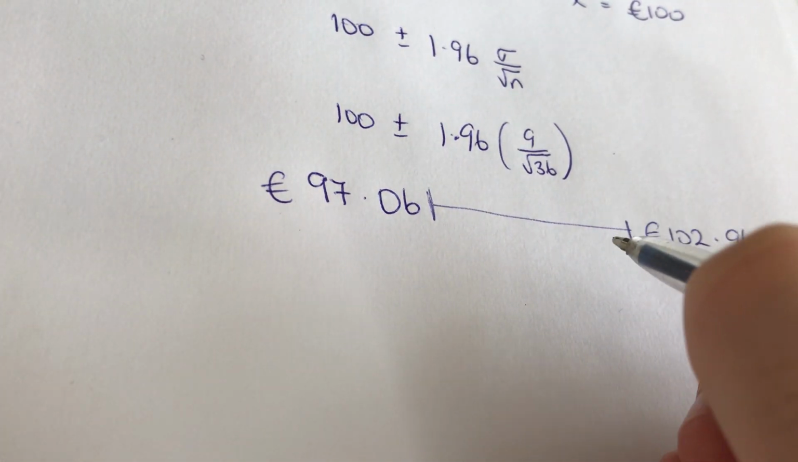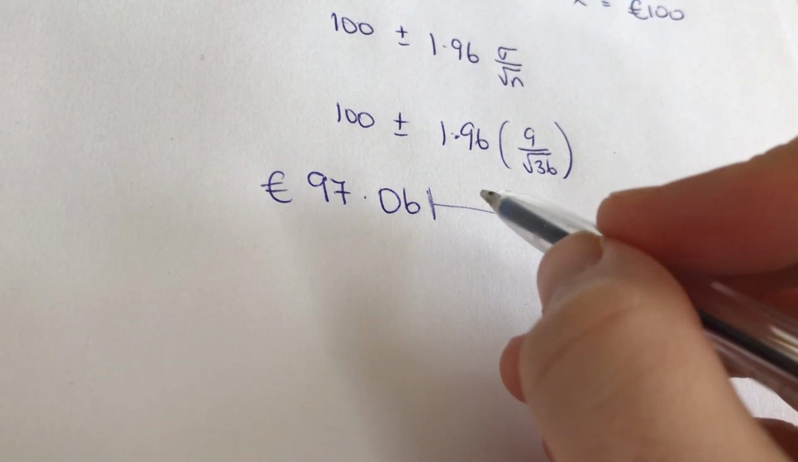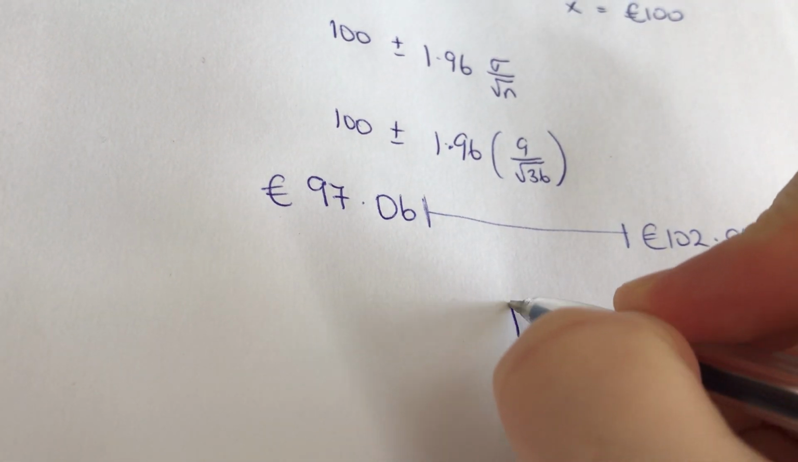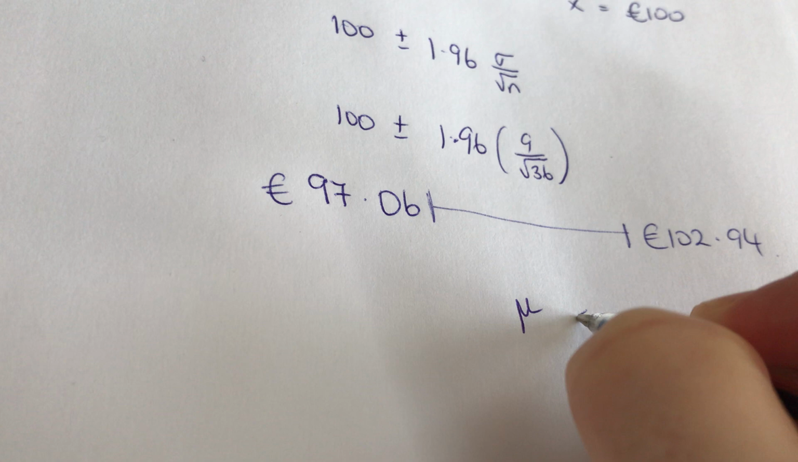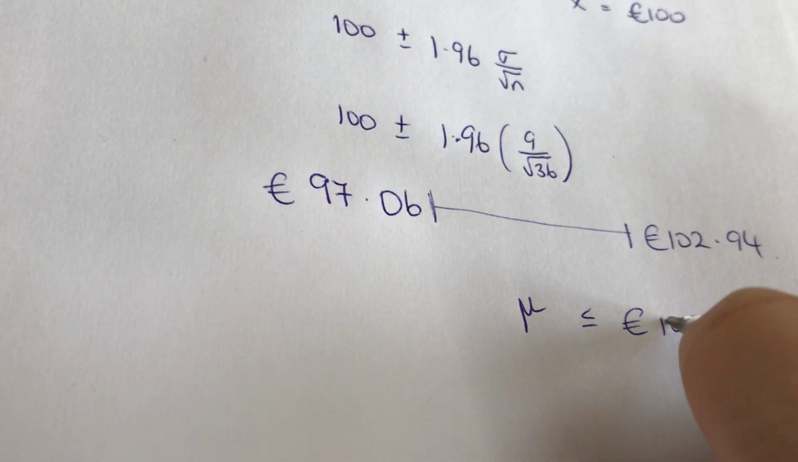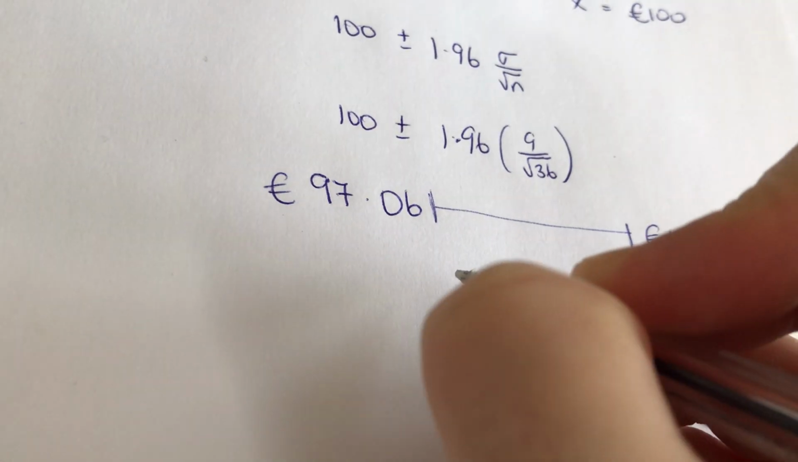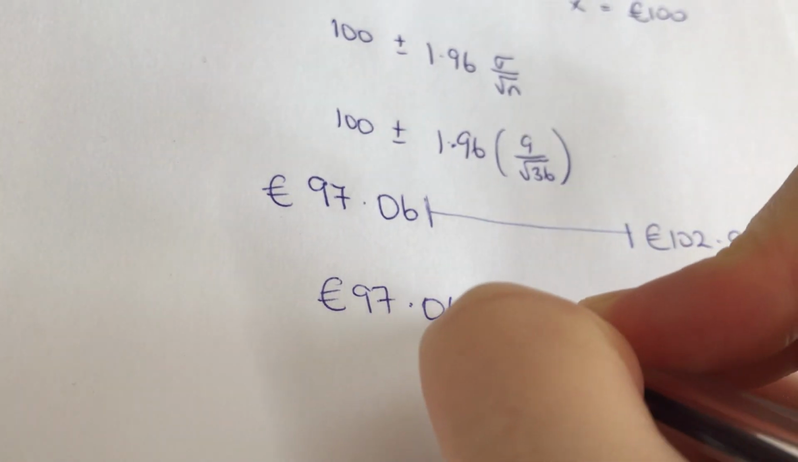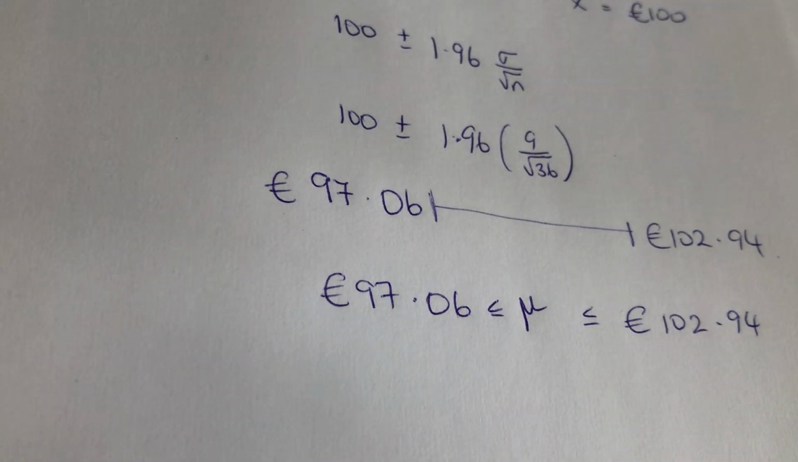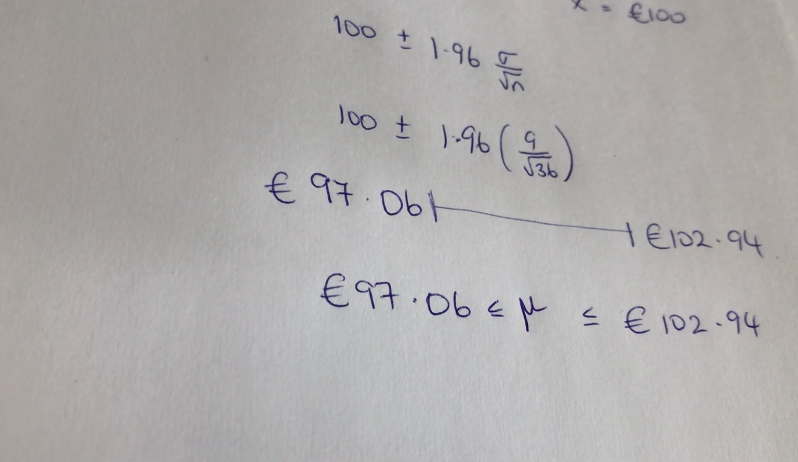So I'm going to write this a bit more mathematically. What do I think lies in here? I think the real mean lies within these two numbers. Now, I can't be fully sure of it. I can only be 95% confident of it. So there's my interval. What does that interval tell me?